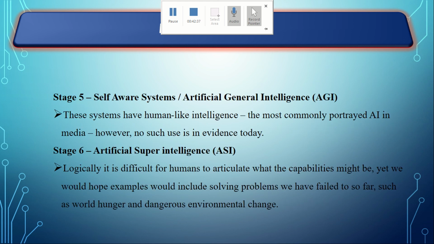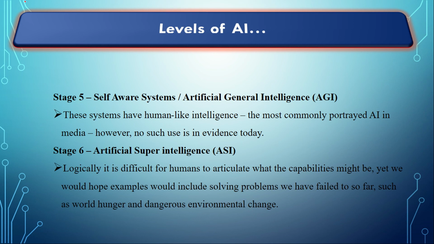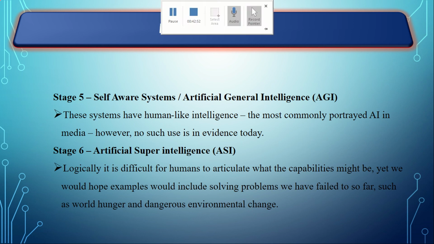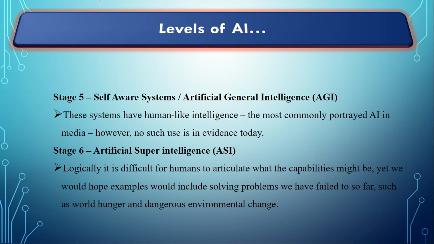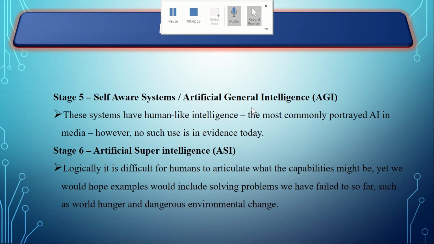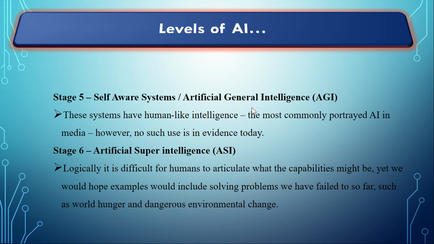Good. The next one, self-aware systems, artificial general intelligence, AGI. These systems have human-like intelligence. It is the most commonly portrayed AI in media, however, nothing like it is in evidence today. Self-awareness, just as I told you, is the most common AI in media, but the logic is about this.